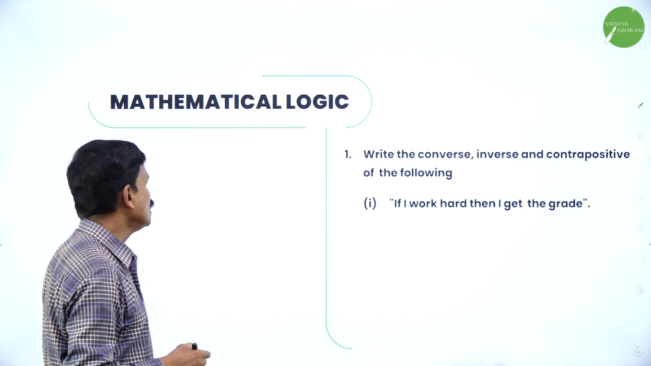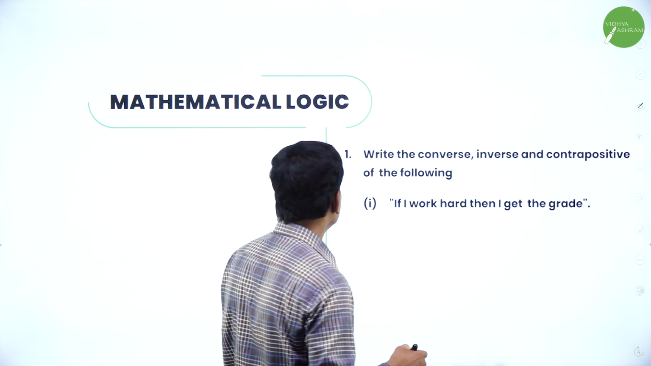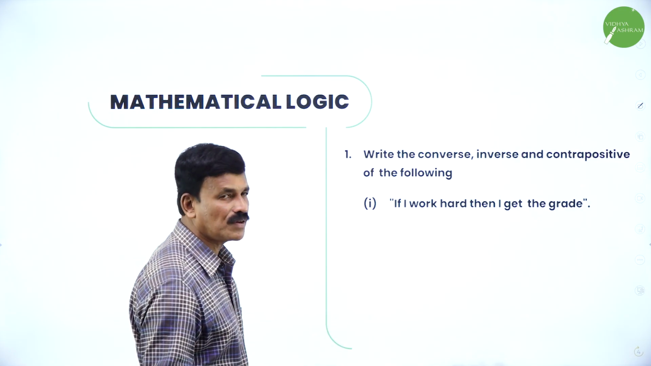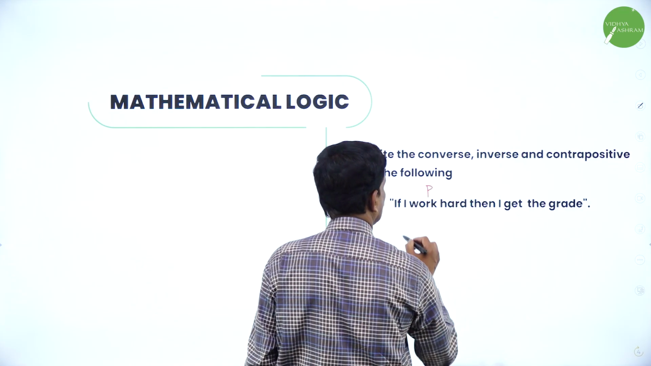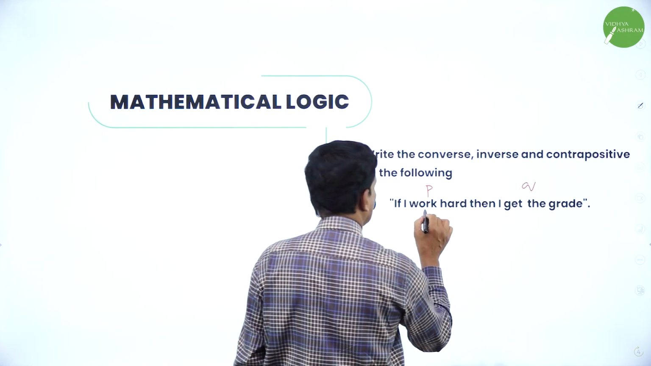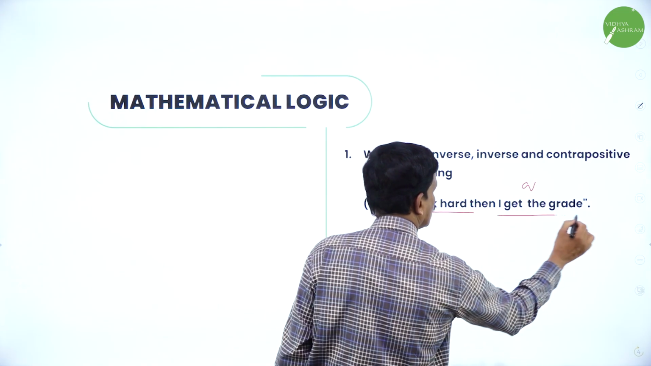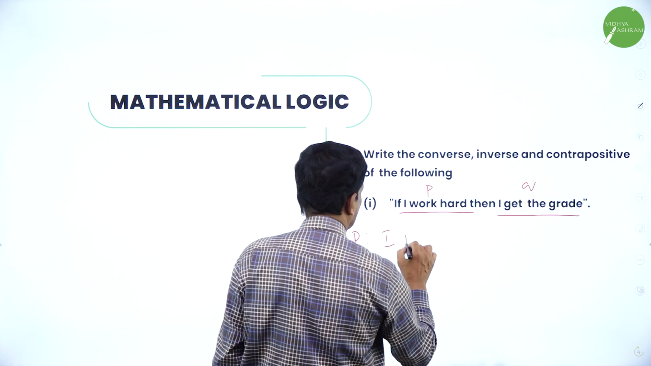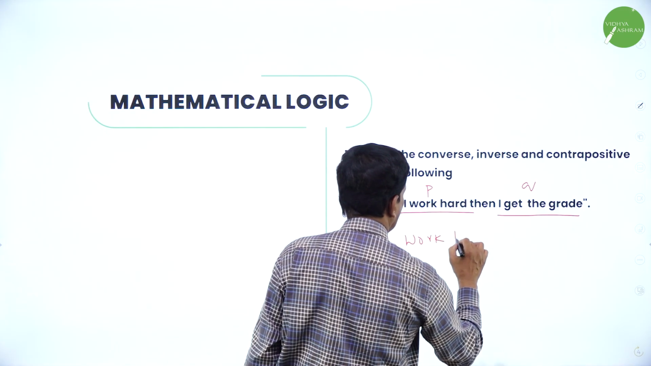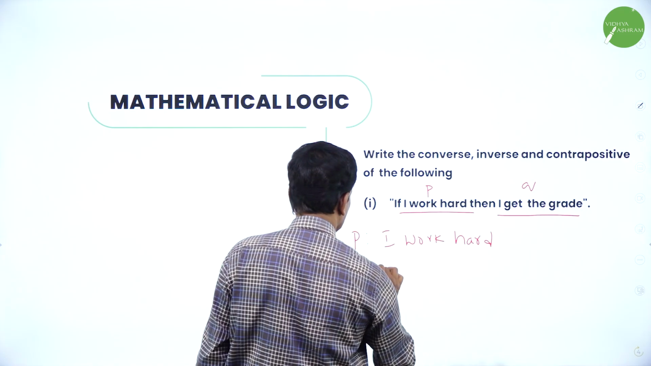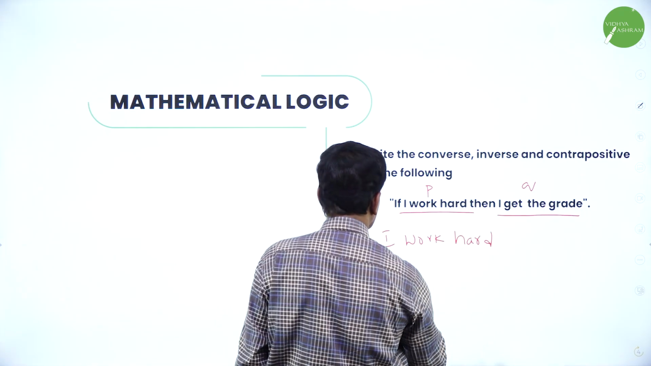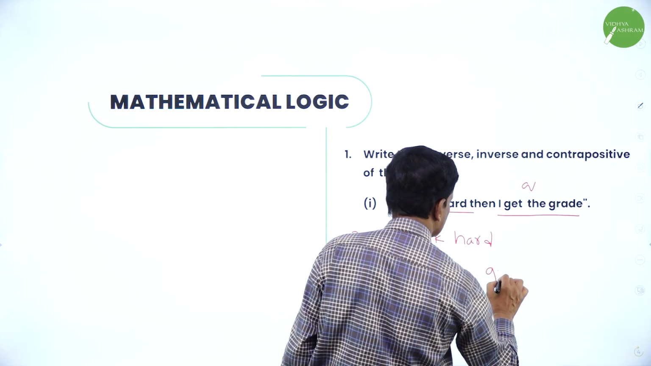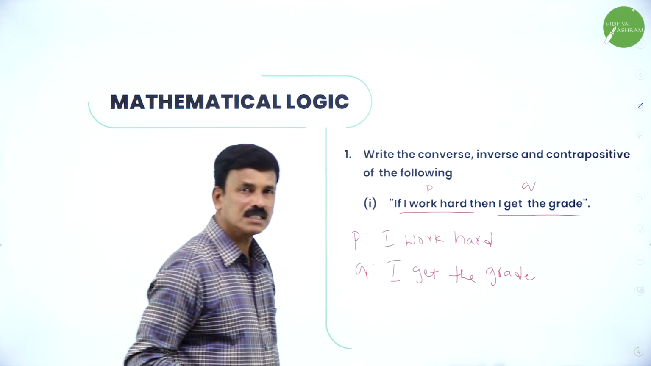Now, let us take an example. Write the converse, inverse and contrapositive of the following statement. The first one: if I work hard, then I get first grade. Here, this is the conditional statement P conditional to Q. What is P? P is nothing but I work hard. What is Q here? Q is nothing but I get the grade. These are the given conditional statements.